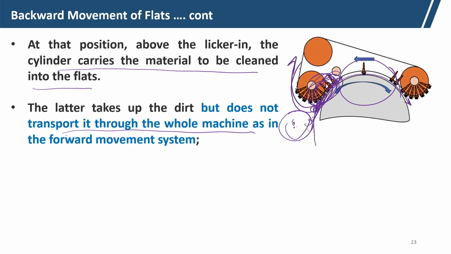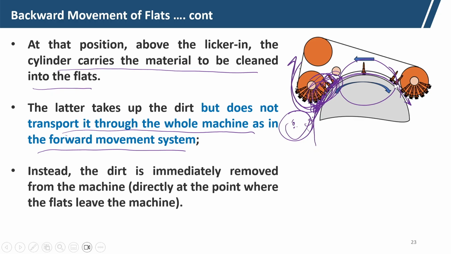In the forward system, the dirt particles move along with the flat throughout the carding zone. Instead, in this backward system, the dirt is immediately removed from the machine directly at the point where the flat leaves the machine. The trash particles coming here get embedded with the flat at this point.